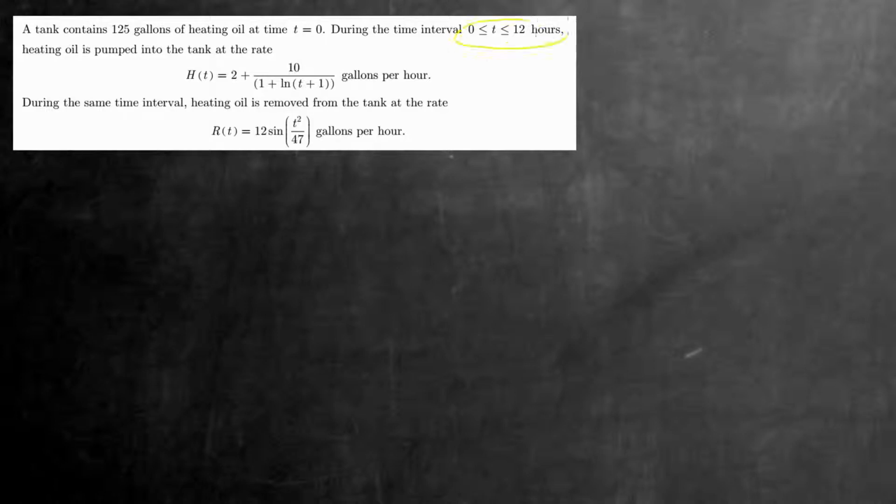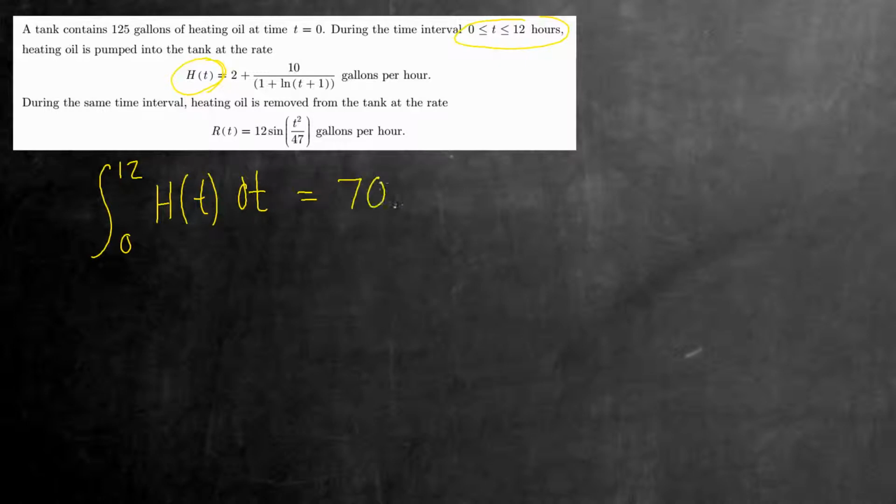We've got 0 to 12 as our time interval, and we've got a rate of h of t. To find how much from a rate, all we have to do is take our antiderivative, 0 to 12, and again, because it's calculator active, we can just write h of t. Plug that into our calculator and say 70.571. Gallons is going to get you a point on this using correct labels.